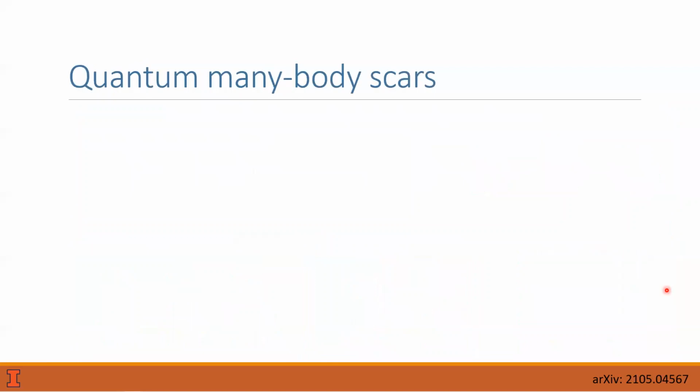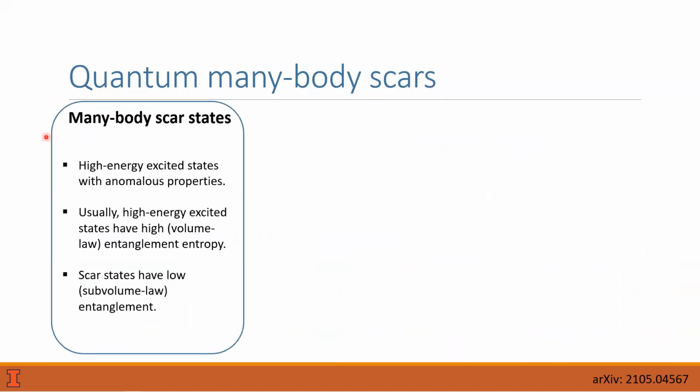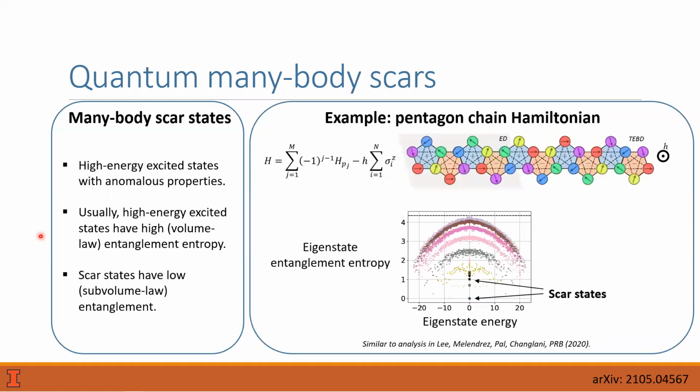And with slight modifications, you can create Hamiltonians with these things called quantum many-body scars. Let me briefly explain what that means. Quantum many-body scars are high energy excited states with anomalous properties. Normally, a high energy excited state of a quantum system has very high entanglement entropy, volume law entanglement entropy. But these scar states are very highly excited eigenstates that have very low entanglement entropy. So it turns out you can use these motif Hamiltonians. If you add them up in the right way, you can create these scar states.